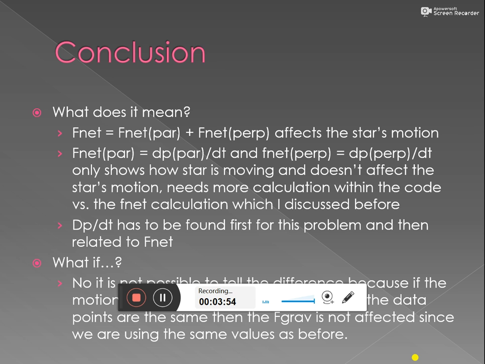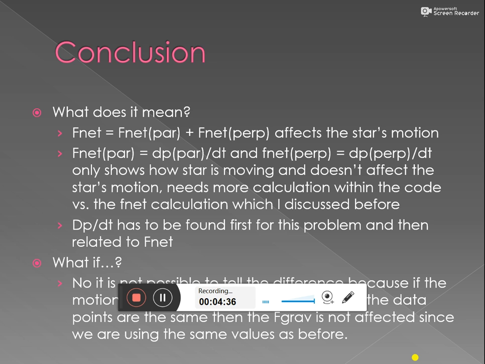And to answer the concluding questions, what is the difference between calculating the parallel and perpendicular force versus the overall net force? For the overall net force, we had to do the F net parallel plus the F net perpendicular, and it affects the star's motion. Whereas when we were calculating the parallel and perpendicular net forces, it would only show how the star is moving and wouldn't affect the motion itself. You could see within the code that we had to do a lot more calculations to find the parallel and perpendicular forces. In this case, the dp over dt, as in the parallel and perpendicular forces, had to be found first for this problem, and then related to the F net.